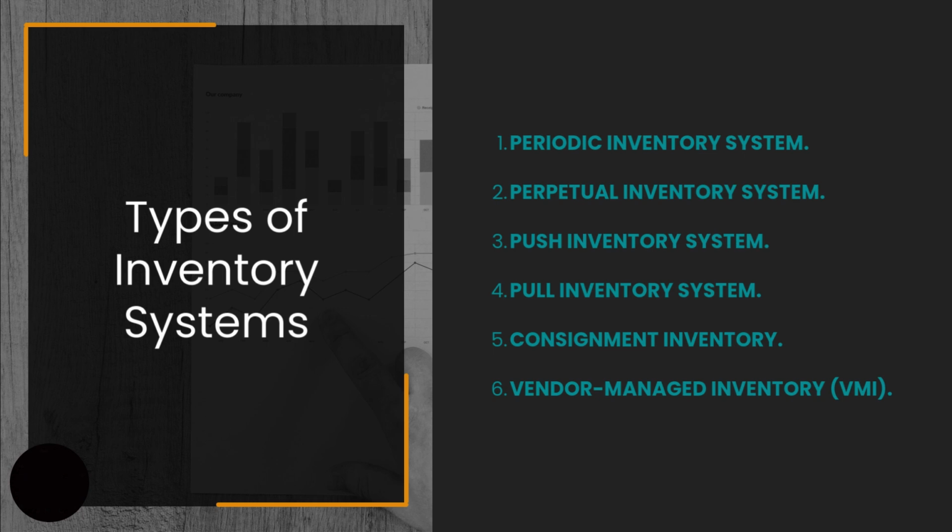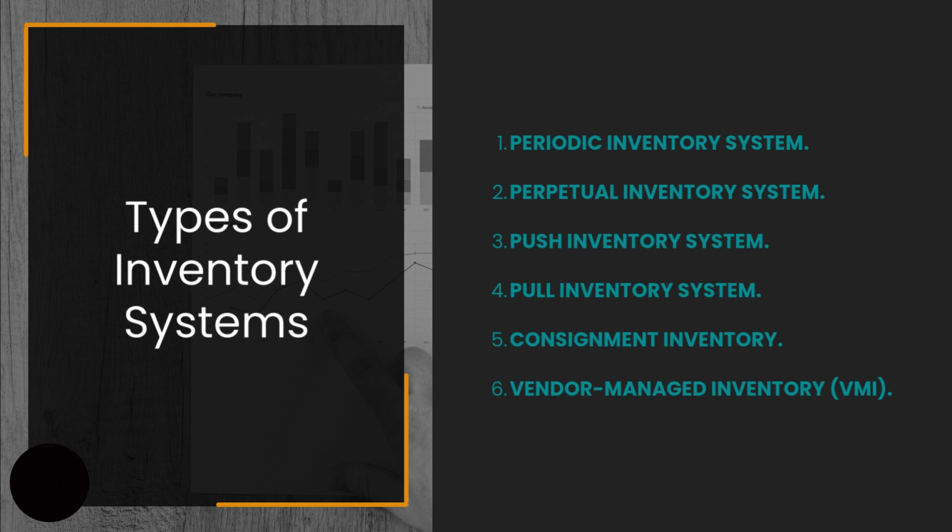The fifth is consignment inventory, where the supplier owns the inventory until it's sold by the retailer. The application is retail environments, particularly for high-value or slow-moving goods. The advantage is reduced financial risk for retailers and it encourages stronger supplier-retailer collaboration. The disadvantage is it requires trust between supplier and retailer, and is complex to manage and track ownership.